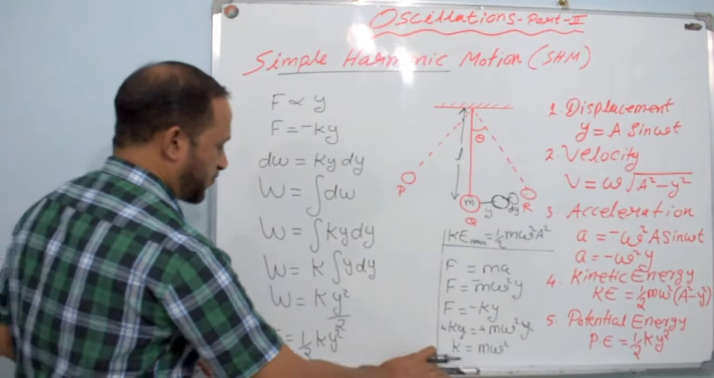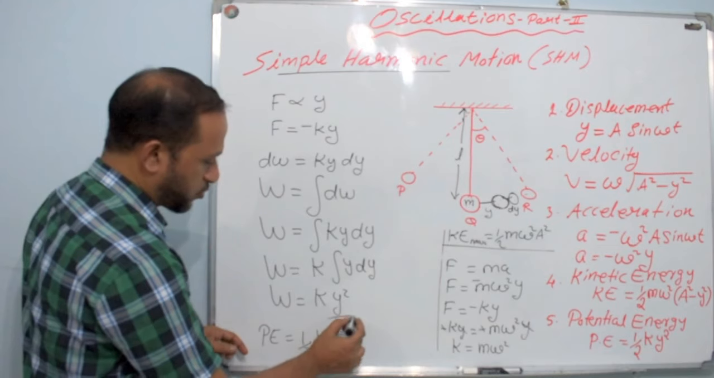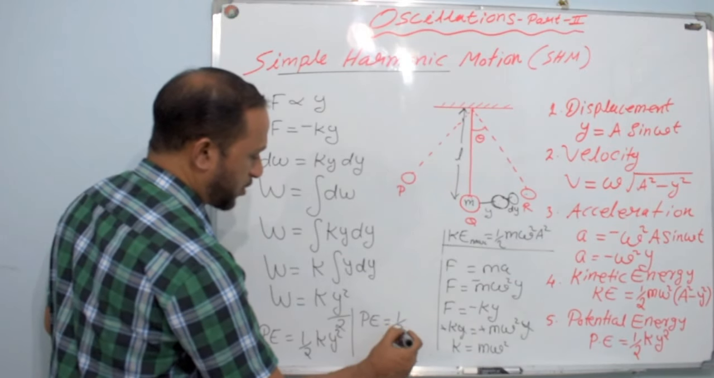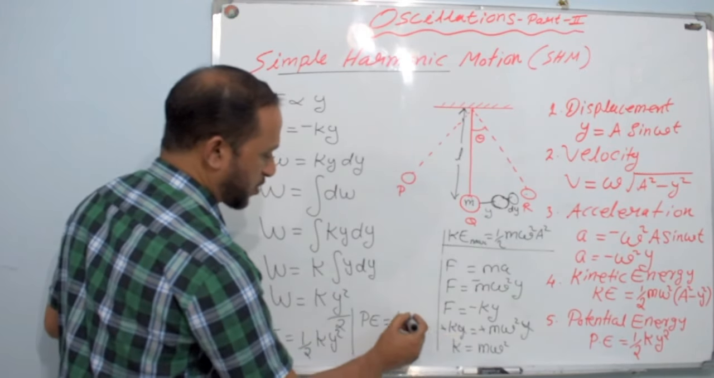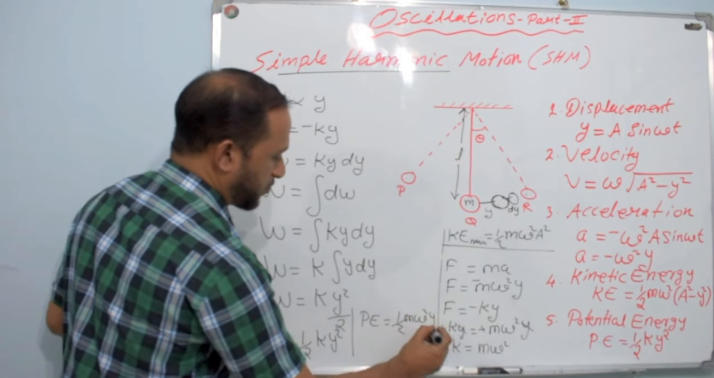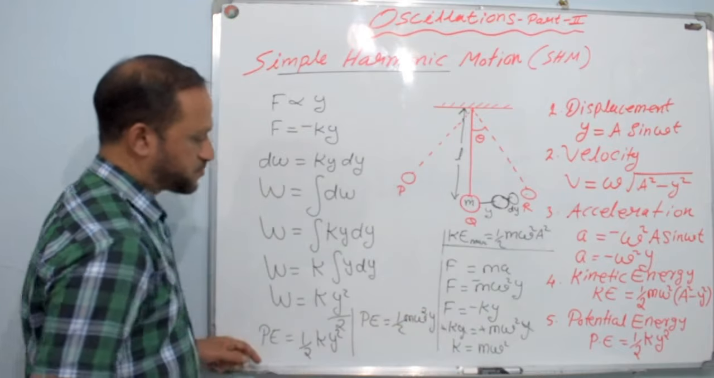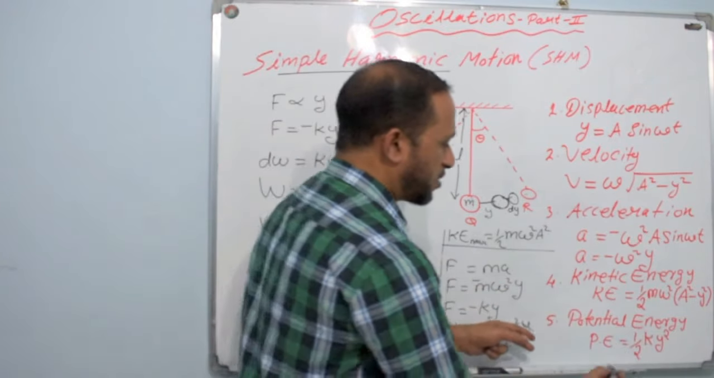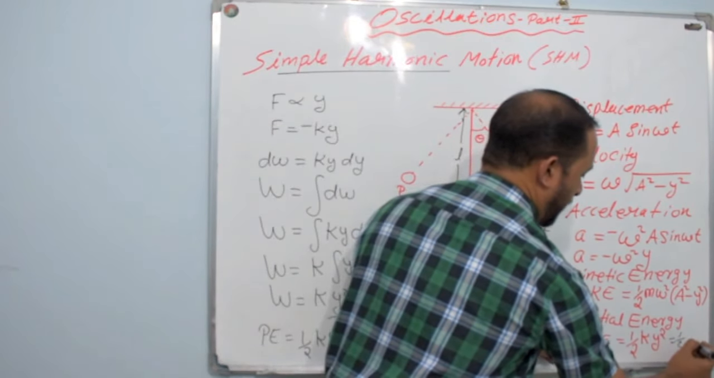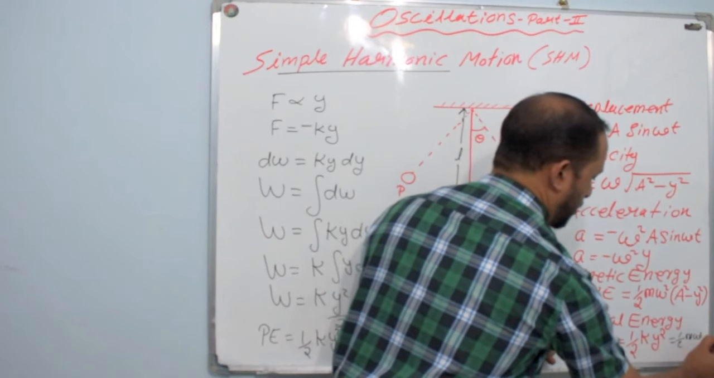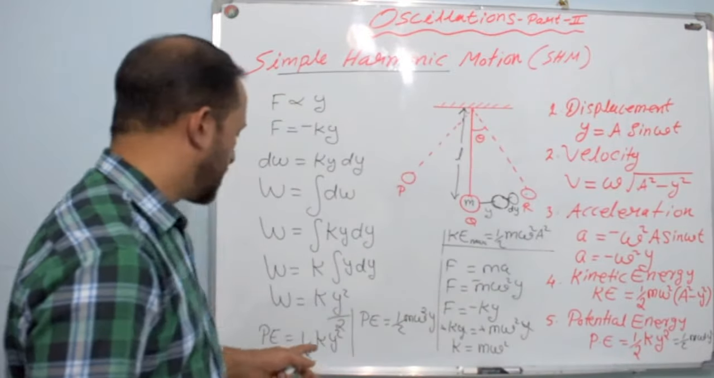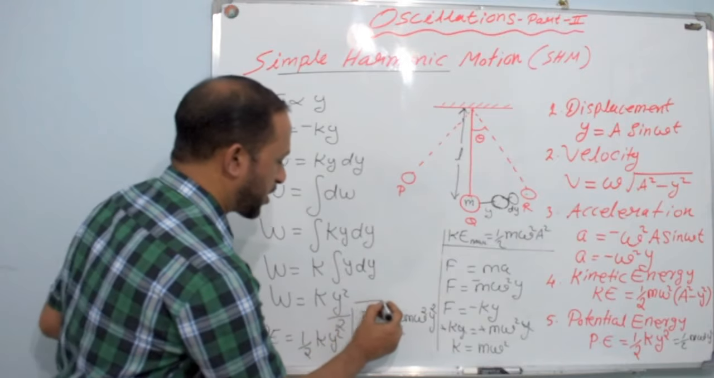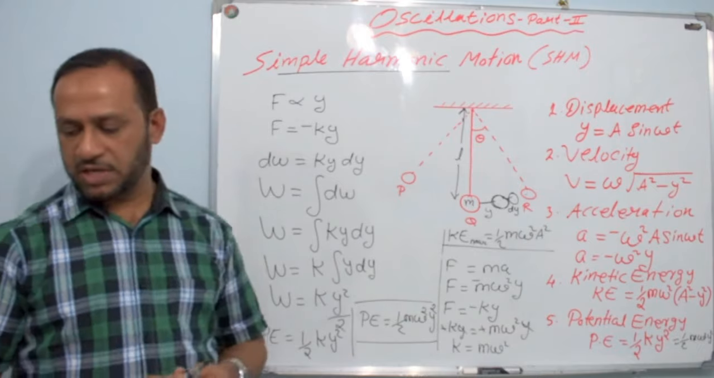We can substitute that value here in the equation of potential energy, k is equal to m omega square. So the potential energy equation, P is equal to half k y square, and k is given the value m omega square. So half m omega square into y square is the equation for potential energy of a simple harmonic oscillator.